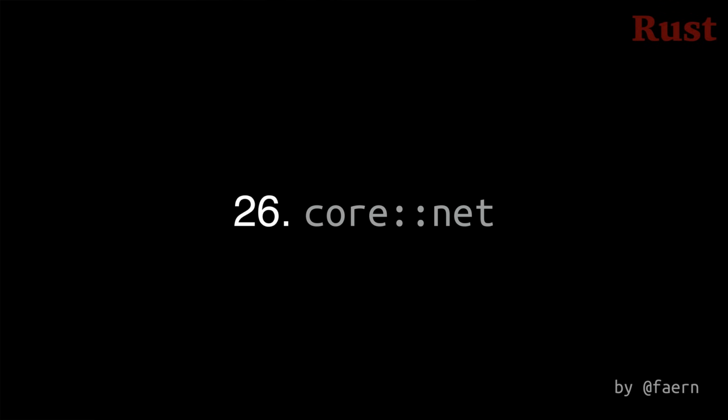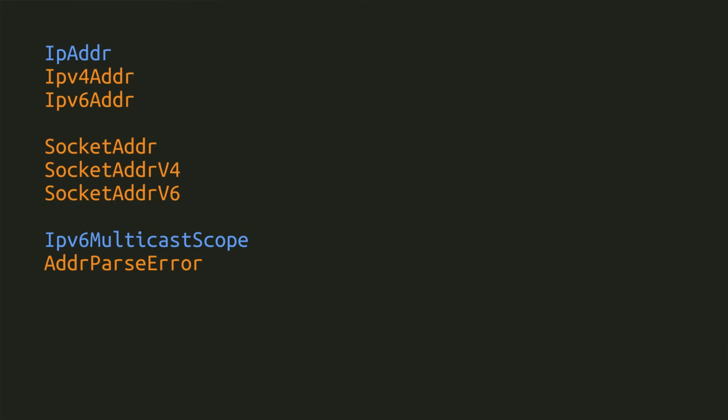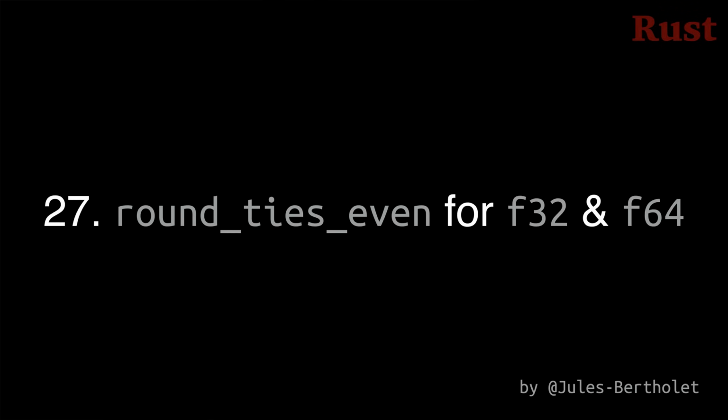But now they're also available in core for non-standard library usage. This includes the IP address types, the socket types, the enum for indicating the multicast scope, and the address parsing error struct.